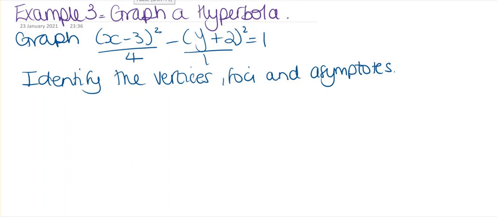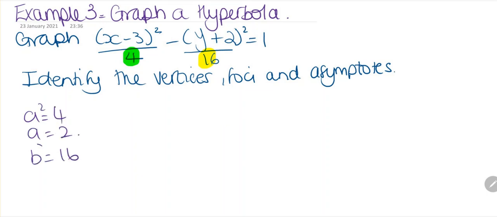Okay, example 3, graph a hyperbola. We're given the equation for the graph, and we're asked to identify the vertices, the foci, and the asymptotes. So the first thing we're going to do is look at our values. We've got a value for A and a value for B. First of all, A squared is 4, so A is going to be 2. And B squared is 16, so B will be 4.